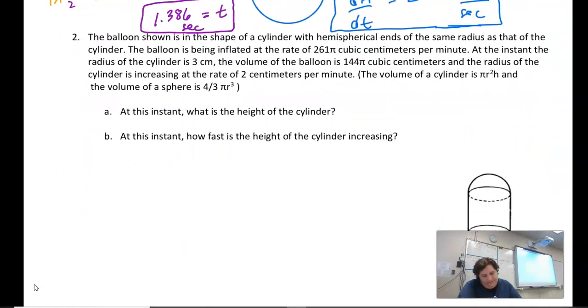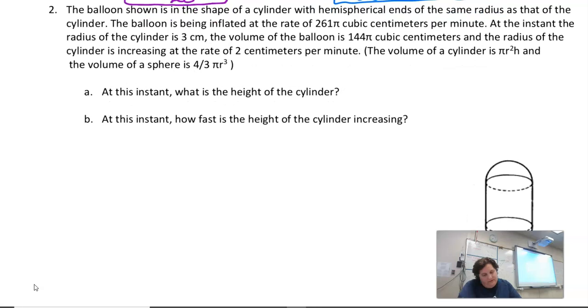Okay, cool. Let's go ahead and look at number 2. We got this kind of funky balloon over here. The balloon shown is in the shape of a cylinder with hemispherical ends of the same radius as that of the cylinder. So basically, you guys, I have a sphere up here. Down here, I have half up there, half down there, and I've got the cylinder. So we can call that R or whatever.